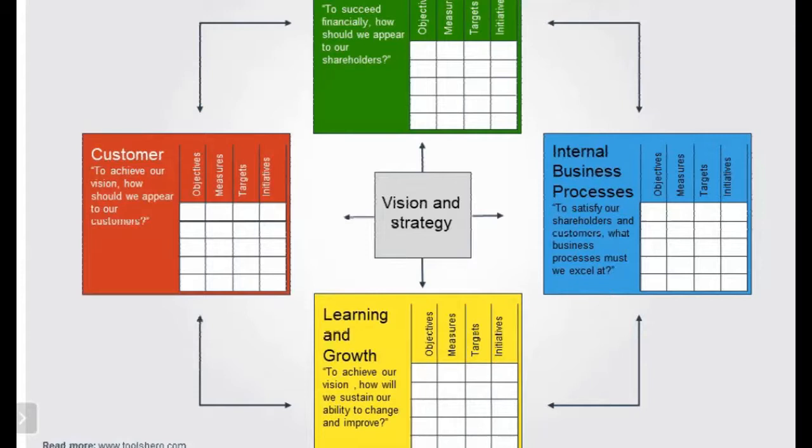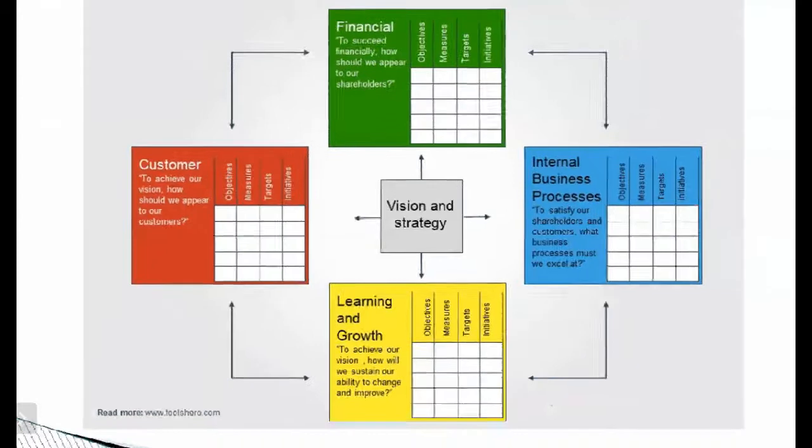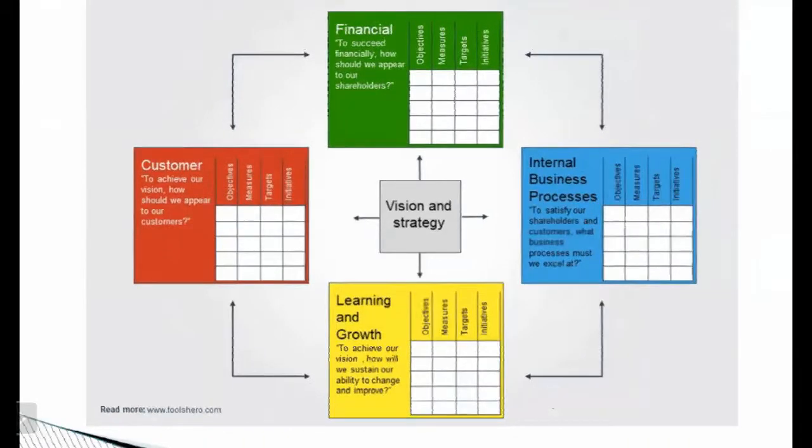By looking at this, we can create a picture of our organization's performance relative to our vision and strategy in these four main areas. What are these four main areas? Financial, internal business process, learning and growth, and customer or stakeholder.